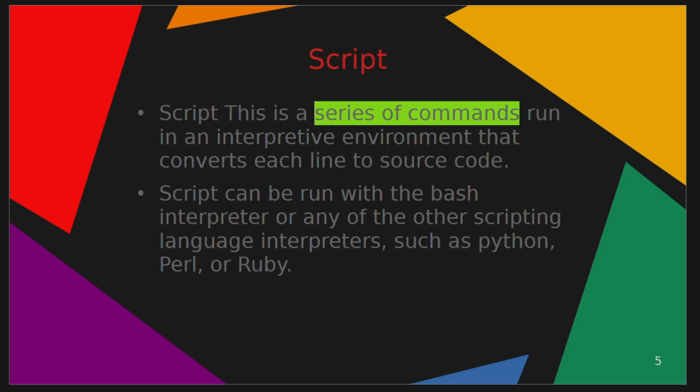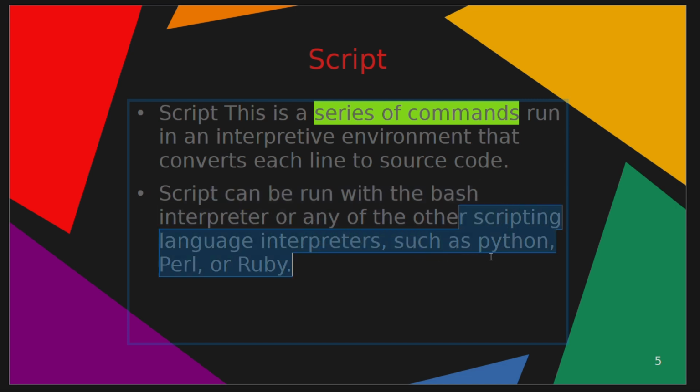Now the next term is script. We often use scripts in Linux. What is a script? A script is a series of commands that is executed automatically to perform some work. To write a script we use the bash interpreter, or other scripting languages like Python, Perl, Ruby, and many more languages in which you can write a script. This is called a scripting language.